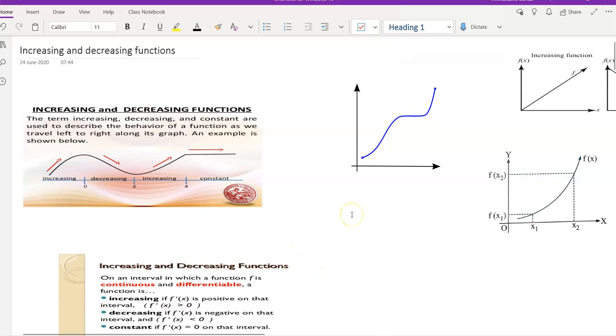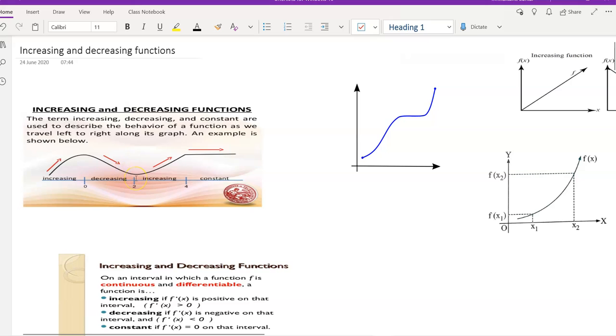First, the definition of increasing and decreasing functions. The terms increasing, decreasing and constant are used to describe the behavior of a function as you travel from left to right along its graph. This is the example shown here. We can see that up to the point 0, the value of the function is gradually increasing.